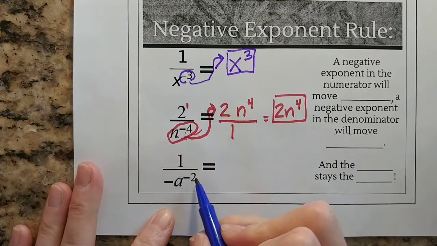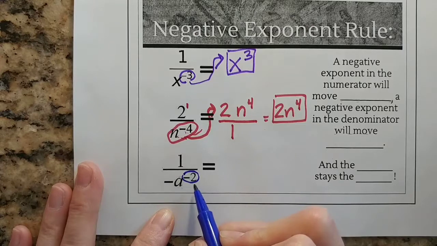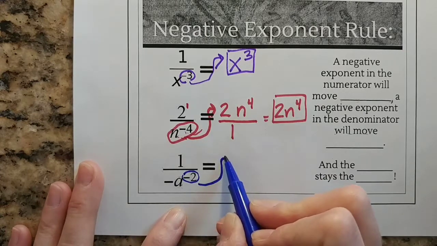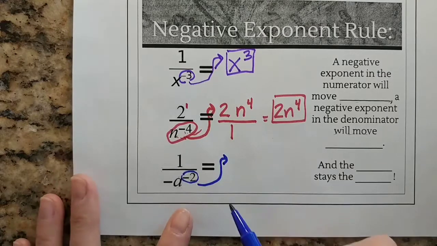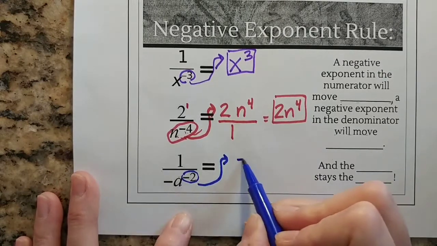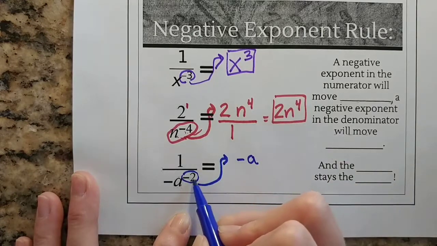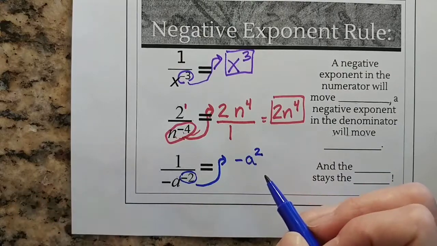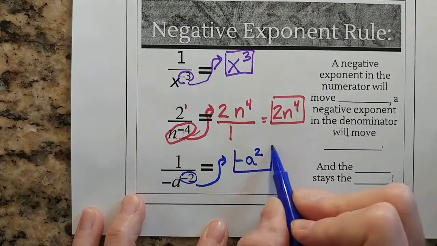I have a negative exponent, and this is in the denominator. So I'm going to have to move this upstairs because it's downstairs right now. Remember, the base stays the same. So the negative a stays the same. Just the negative 2 exponent will become positive 2. And then, of course, because a isn't a number, this is in simplest form.